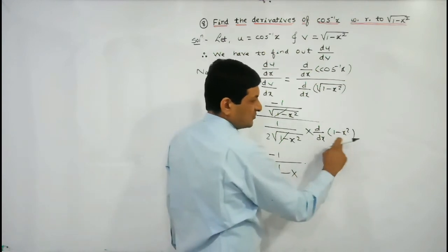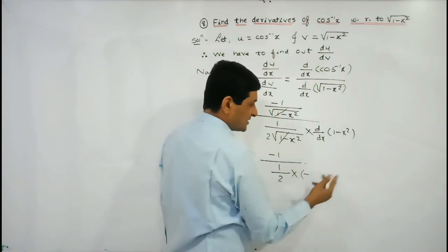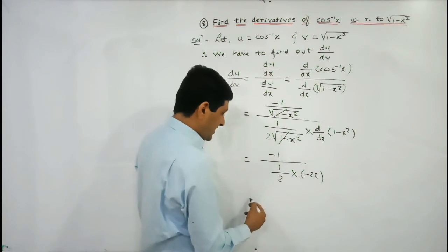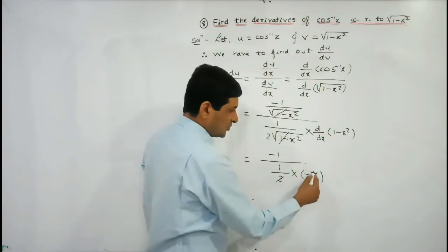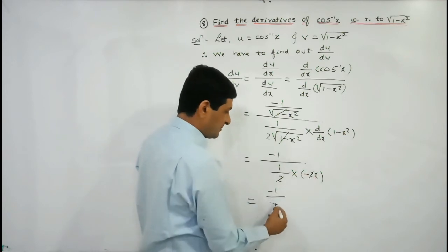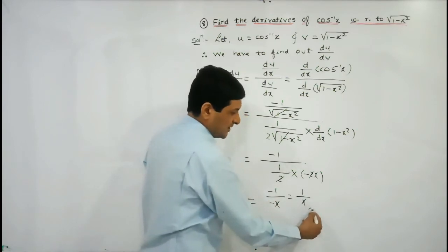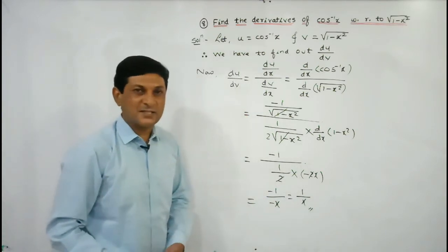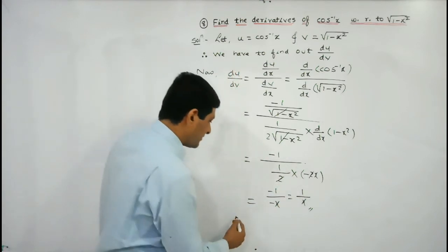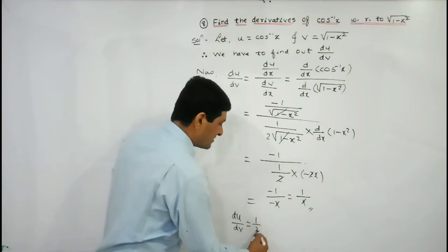Now let us try to find out differentiation of this term. Derivative of 1 is 0, minus keep it as it is, and derivative of x square will be equal to 2x. So here easily we can observe that this 2 and 2 will get cancelled. So remaining term in the numerator is minus 1 and in the denominator is minus x. So which is equal to 1 upon x, because minus and minus from numerator and denominator will get what? Cancel. In this way we have got the value of du upon dv, means our required differentiation du upon dv will be equal to what? 1 by x.